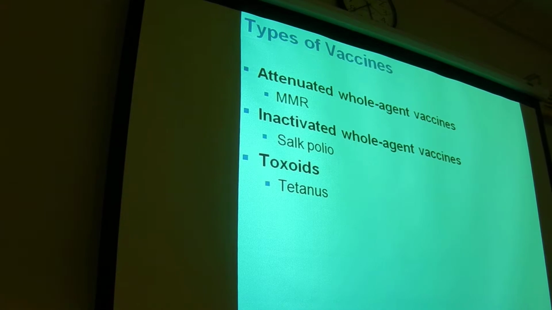All right, so inactivated whole agent vaccines, again, they're whole microbes. So again, for a bacteria or virus, it's the whole bacteria or the virus, but it's completely inactivated, means it's basically dead. So a bacteria or virus that's been completely killed, but it's still in its original whole form. And polio vaccine is an example of that.